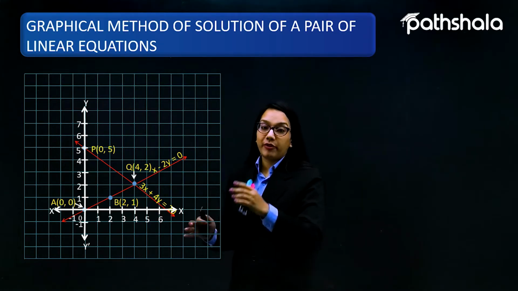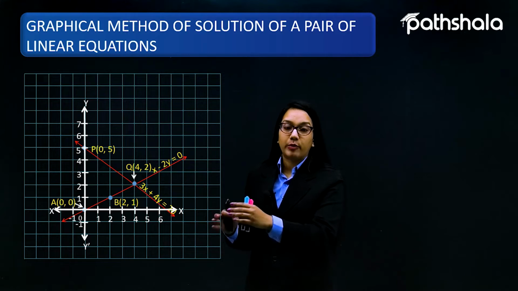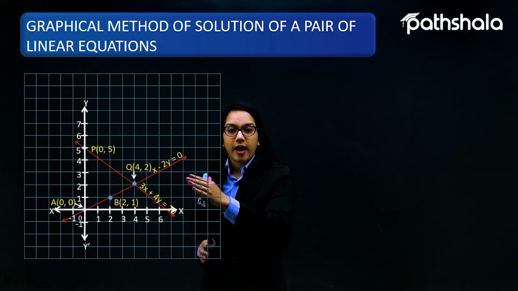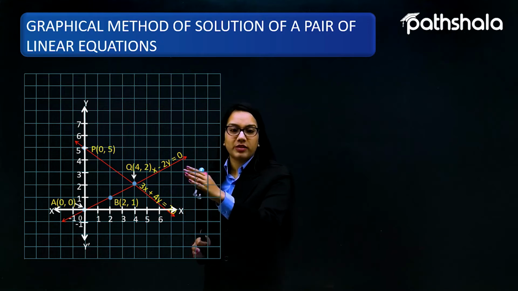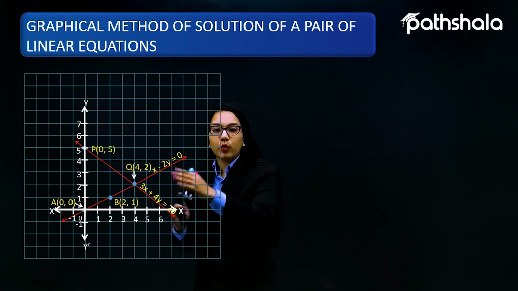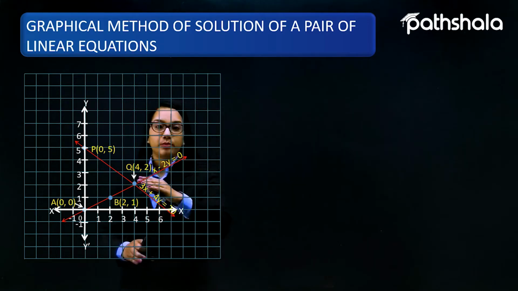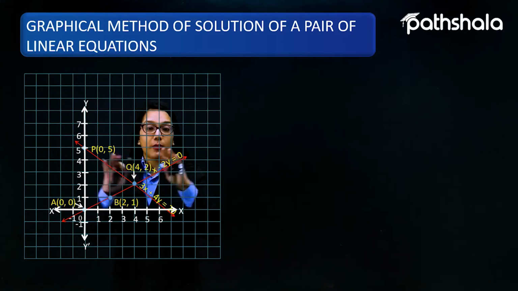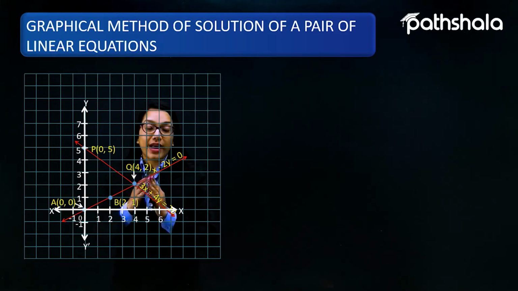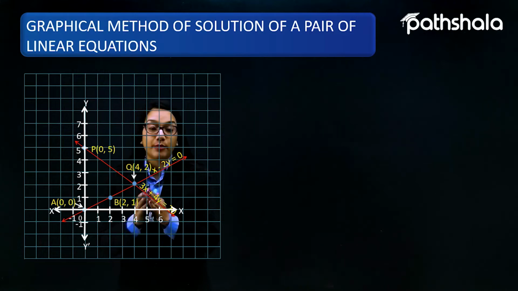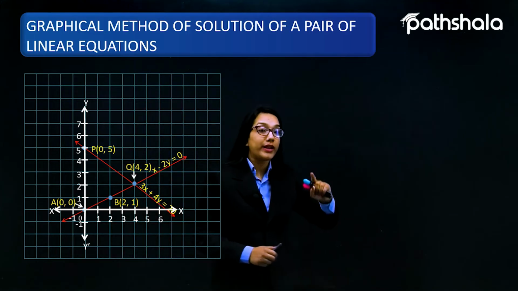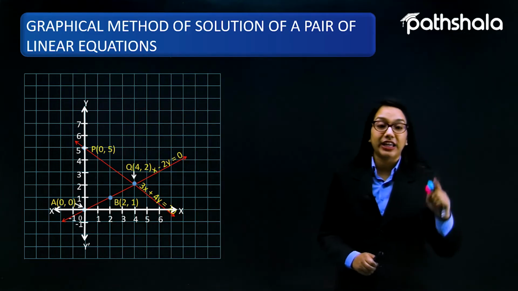Let us suppose we take the graph of the example that we have done before. As you can remember, we had two equations of the form x minus 2y is equal to 0, and they were intersecting at a particular point. I'm just talking about the nature of the graph. As you can see in this graph, both of these lines are intersecting at this particular point Q, meaning they intersect each other at only one point.